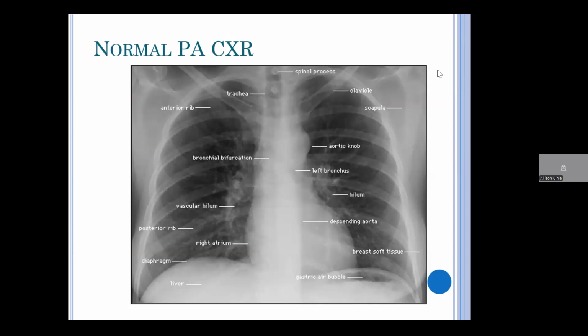On a normal PA chest X-ray, these are the landmarks that we're looking for when we're looking for that normal anatomy. You can see the spinal processes, you can see the trachea, you can see anterior and posterior ribs. You can see the diaphragm, the liver, the stomach or gastric air bubble, some soft tissue, and the aortic knob, as well as the clavicle and the scapula and some of the other bones.